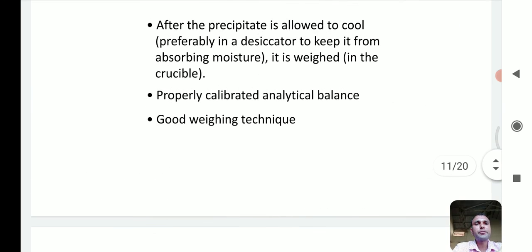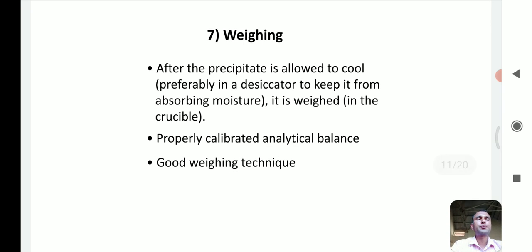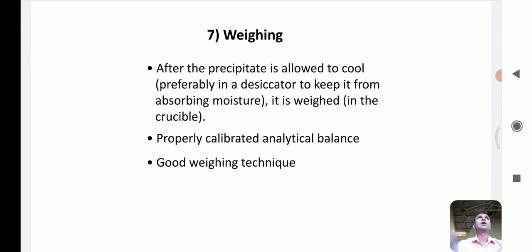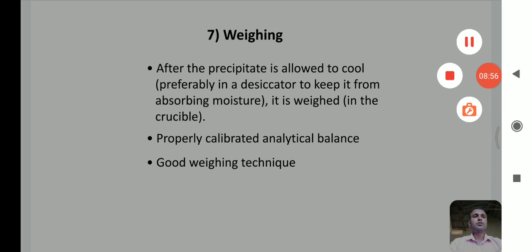So this is all about the gravimetric steps. There are 7 to 8 steps. With this, we come to the end of the gravimetric analysis chapter. So thank you for listening to all the 3 sessions.